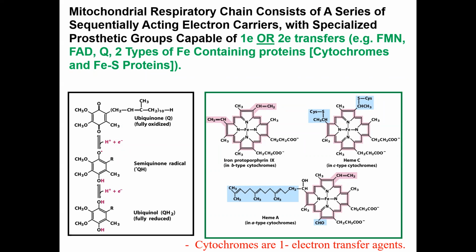And so the mitochondrial respiratory chain has a series of sequentially acting electron transport carriers that contain specialized prosthetic groups. And those prosthetic groups are capable of doing either 1 electron transfer or 2 electron transfer reactions, redox processes. Okay. And what are those prosthetic groups? FMN, FAD, quinone, as I just showed you, 2 types of iron containing proteins, for example, cytochromes and iron sulfur proteins, right?